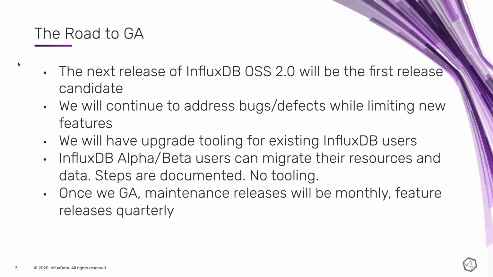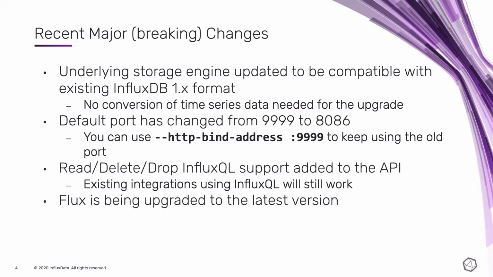If we jump to the next slide, let's talk about some of the recent, major changes that have happened. As I mentioned, it's been a little longer since our last release because we've been working on some of these major changes. We've decided to update the underlying storage engine to be compatible with the 1.x format. That's awesome. What that means is that you won't have to convert your existing InfluxDB time series data to do the upgrade. You might have to move it around a little bit, but you won't have to convert all that information, which will save you a lot of time. Be super awesome.